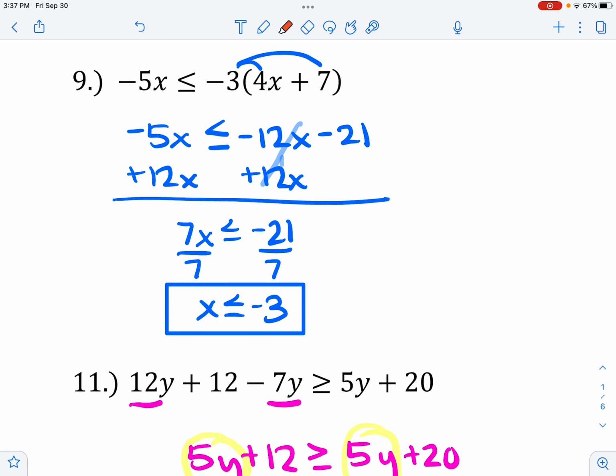Number 9. I have to distribute first, resolve my PEMDAS before I can SADMEP.